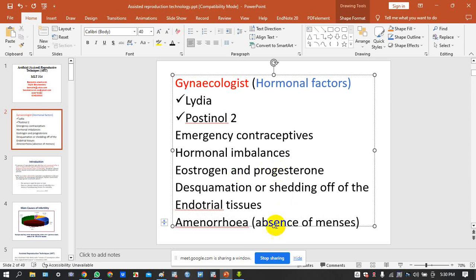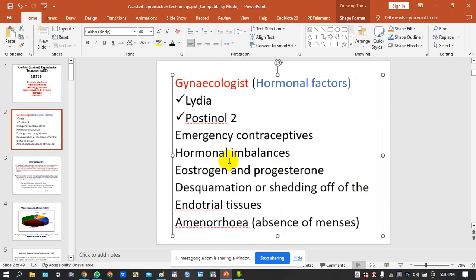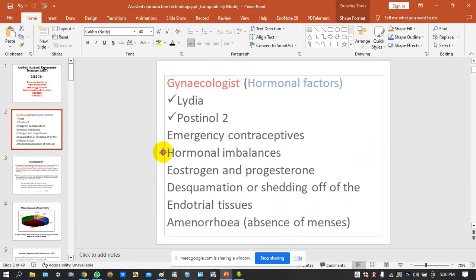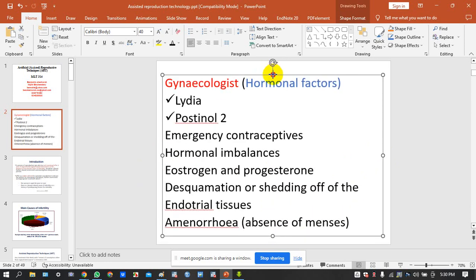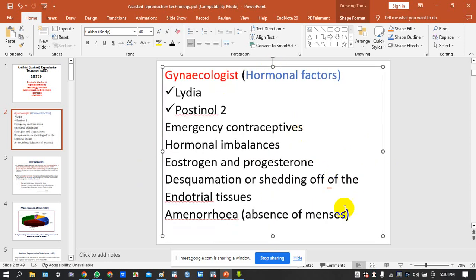So women, if the man tells you to go and buy Postinor 2 so that you use it to kill his child for him, don't mind him. Did you hear me? Don't mind him. They will tell you to kill the child, and later they will tell you that you are barren.